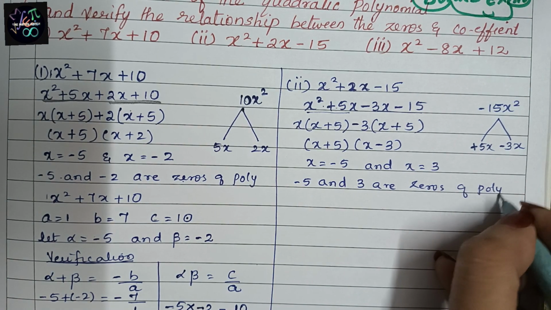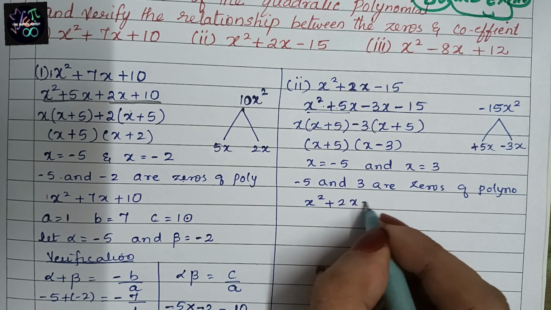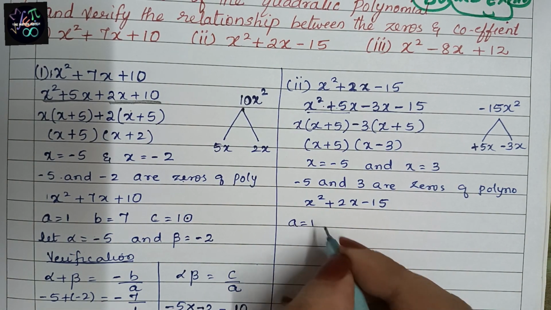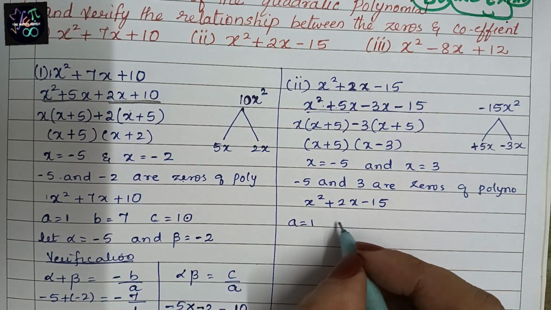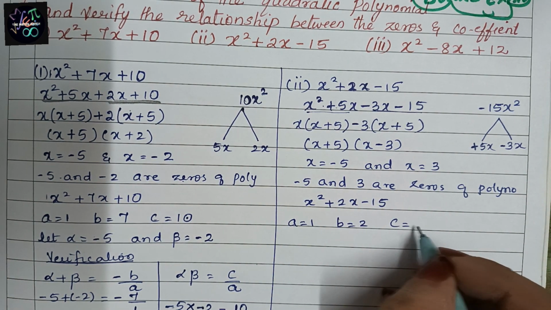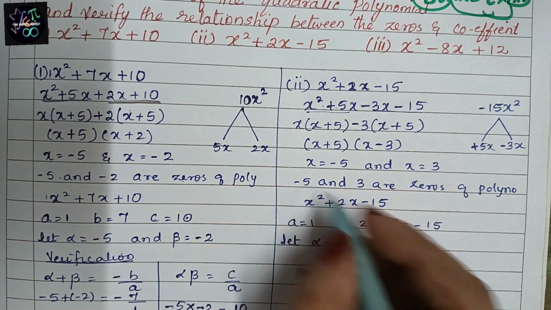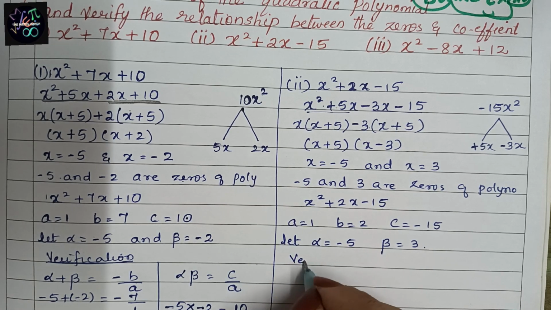Which polynomial? The given polynomial is x square plus 2x minus 15. Now we need to verify. So a is equal to 1, b is equal to 2 and c is equal to minus 15. And let alpha is equal to minus 5 and beta is equal to 3. Let us verify now. Verification.